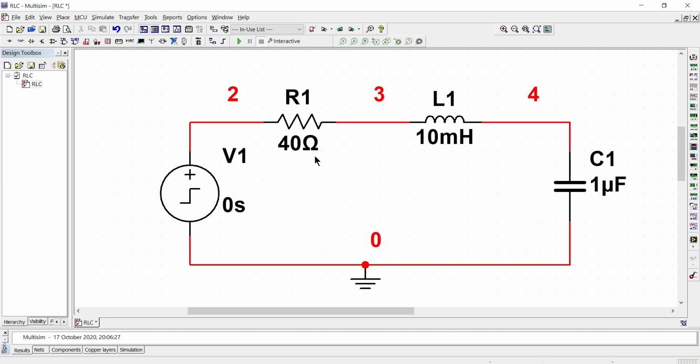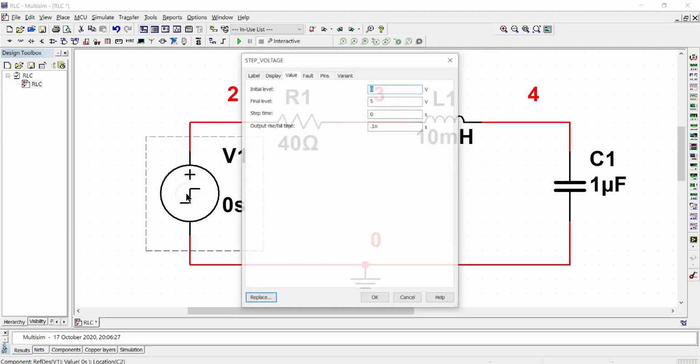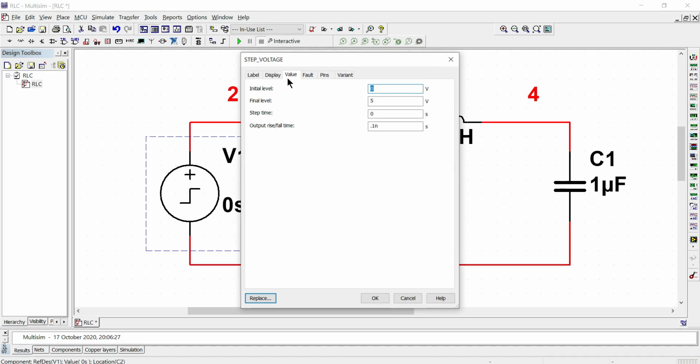Before proceeding further, let me show you how I have set the values for the step voltage. Double click on it. Under the Value tab, I have set the final level of the step to be 5 volt, rise or fall time as low as possible, and the rest 0.